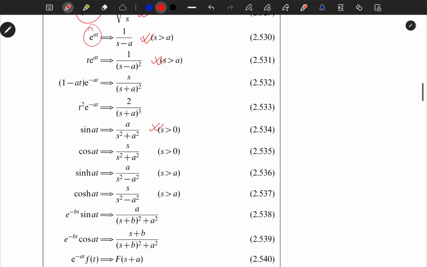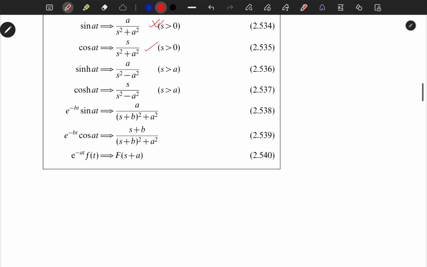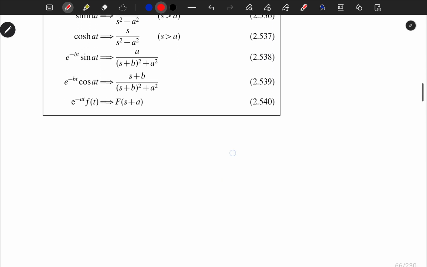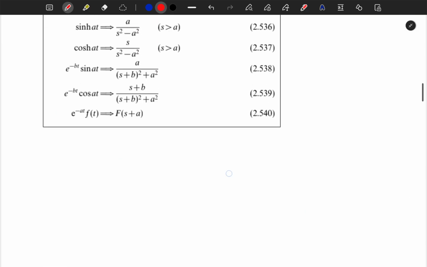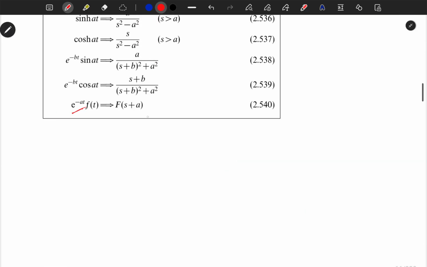Sine at goes to a by s square plus a square, cos at goes to s by s square plus a square. So one formula: e to the power minus at will shift the origin only.